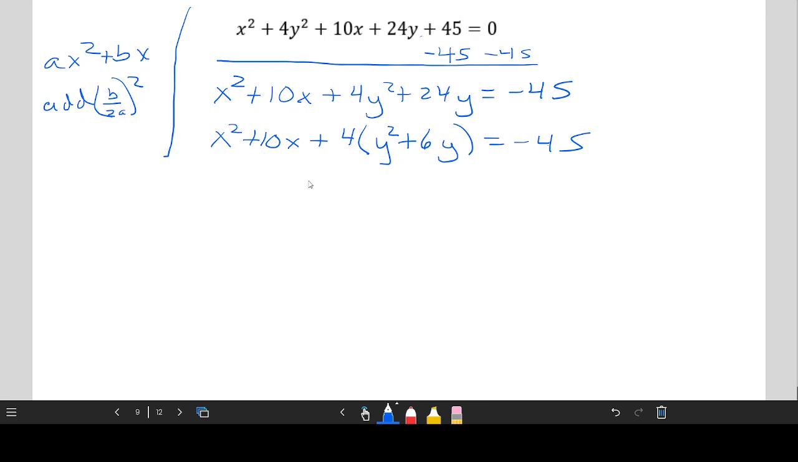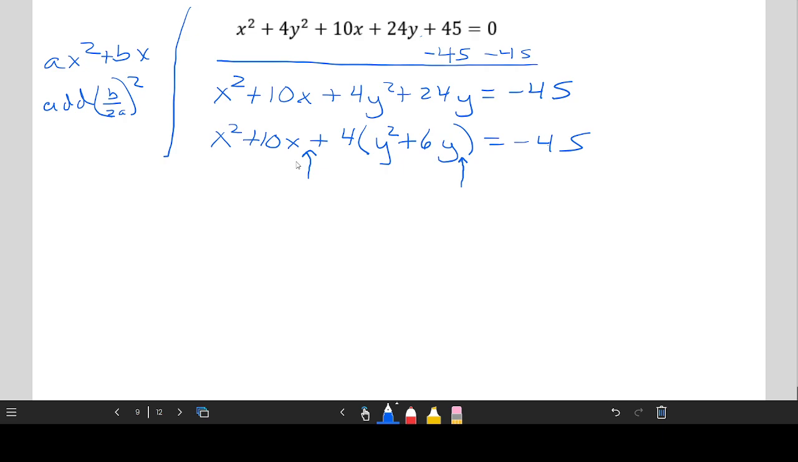So we're going to be adding something here that makes a trinomial that we can factor with the x terms, and then we're going to be adding something inside the parentheses here so that we have a trinomial there as well. So for the x part, b is 10 and a is 1. This gets a little confusing with ellipses because these are not the values a and b in the ellipse equation yet. This is a and b from when we talked about quadratics and completing the square. So b is 10 and a is 1.